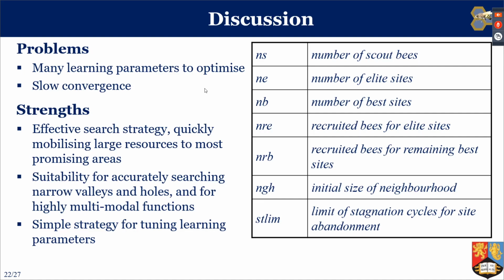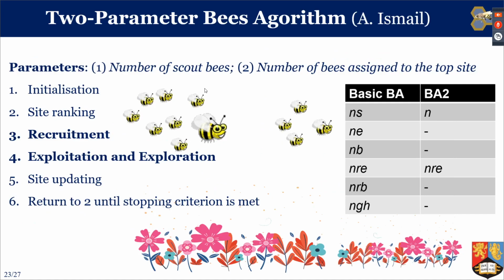And even with 6 or 7 parameters, the bees algorithm has been adopted by many researchers to solve complex optimization problems. But I'm now going to show you something recently developed in our lab by Dr. Asrul Ismail in his PhD research. And he developed a 2-parameter bees algorithm.